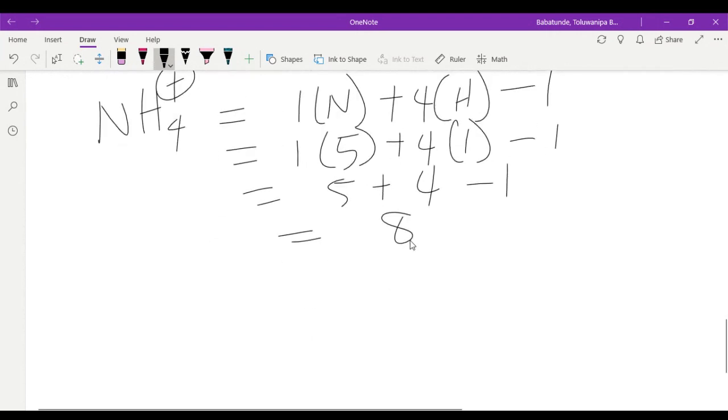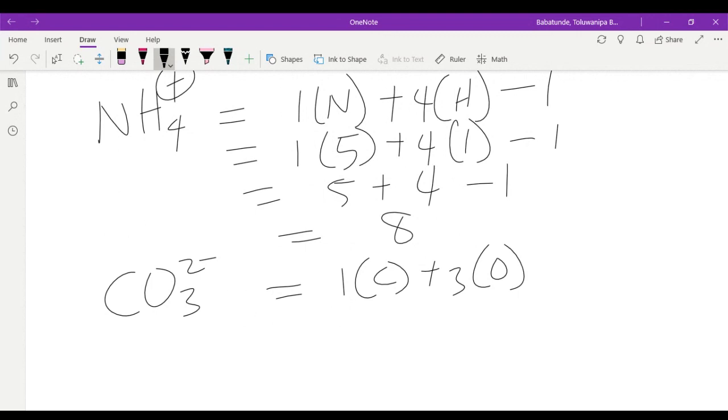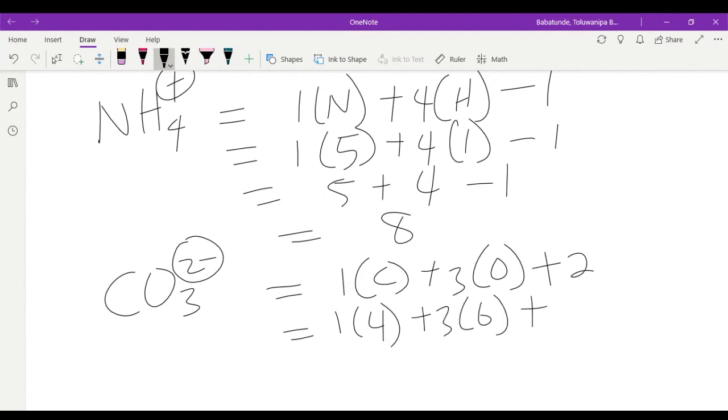One more example. We have CO3, carbonate ion. So this is going to be 1 of carbon plus 3 of oxygen. Plus, this is 2 negative, so what do we do? We're going to add 2. So we have 1 into 4 plus 3 into 6 plus 2.